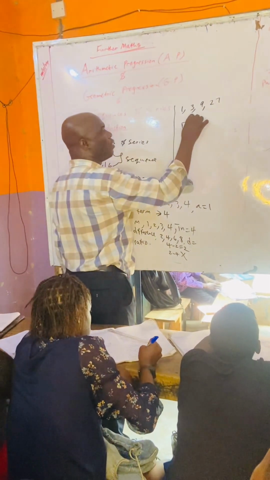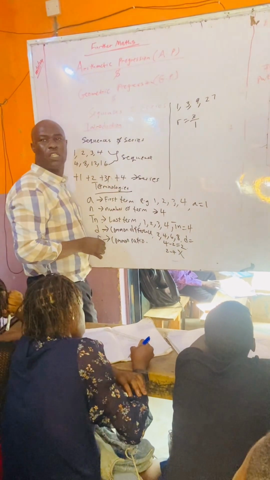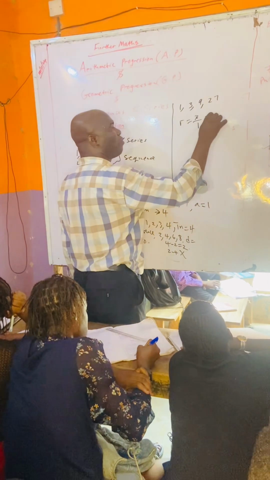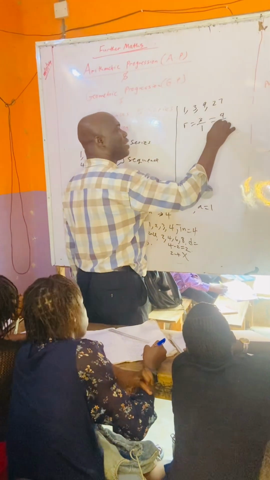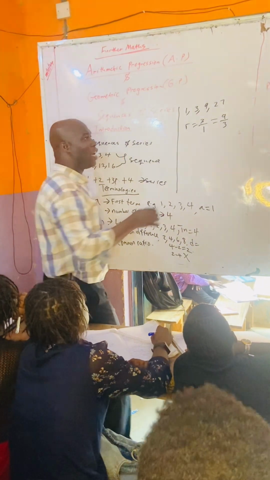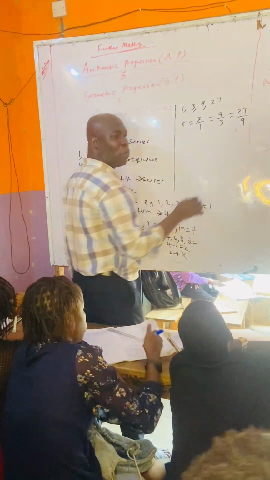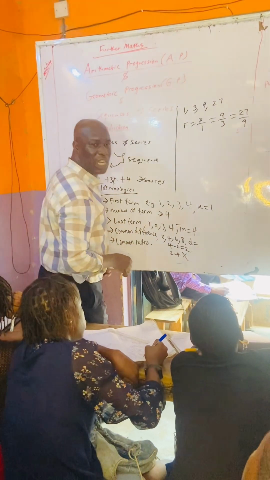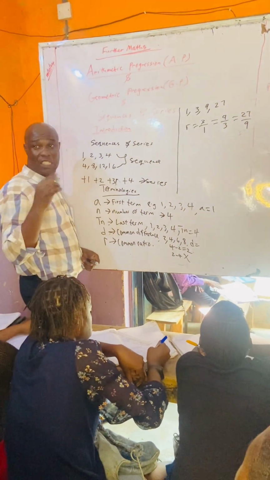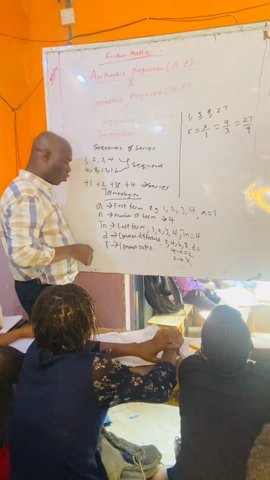3 divided by 1, and it's going to give us what? 3, which is also synonymous to 9 divided by 3, which will also give us what? 3. Which is also 27 divided by 9, which will also give us what? 3. So that's how we calculate common ratio. I'm going to give you a test after this class. Alright, are we together? Yes, sir.